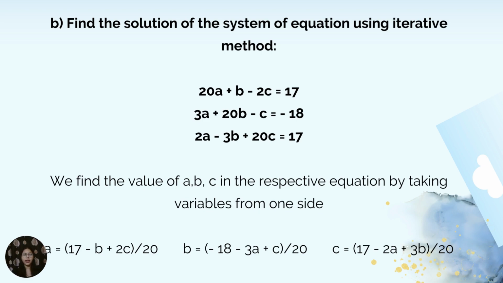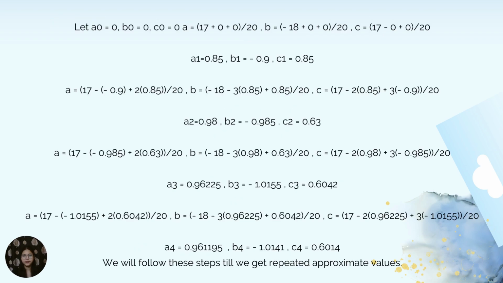Now part B. Find the solution of the system of equations using the iterative method. 20a plus b minus 2c is equal to 17. 3a plus 20b minus c is equal to minus 18. And 2a minus 3b plus 20c is equal to 17. We find the value of a, b, c from the respective equations by taking variables from one side. a is equal to 17 minus b plus 2c by 20. b is equal to minus 18 minus 3a plus c by 20, and c is equal to 17 minus 2a plus 3b divided by 20.